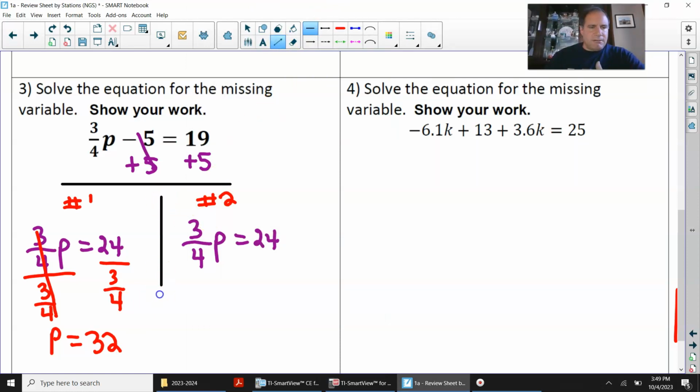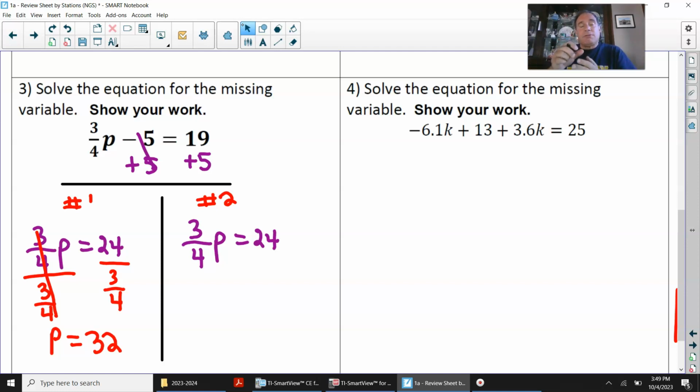For everybody else that likes to see a different method here, we're just going to use the reciprocal. Just remember, every time you have a fraction and you want the fraction to disappear or be equal to 1, you're multiplying by the reciprocal. A reciprocal is to take the fraction and switch the numerator and denominator. You're flipping it, right? So the reciprocal of 3/4 is 4/3. So you'd multiply by 4/3.